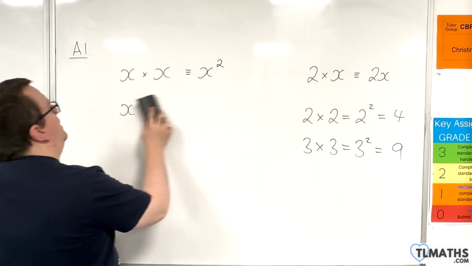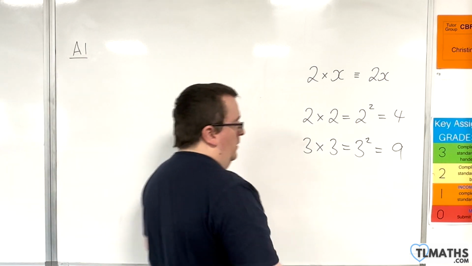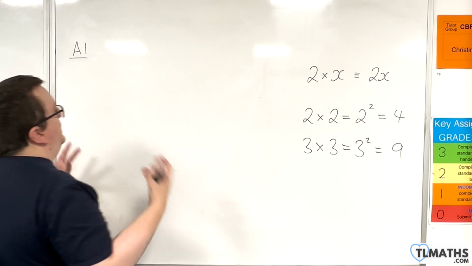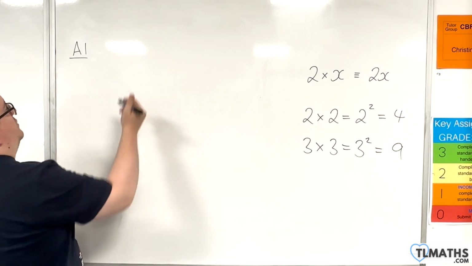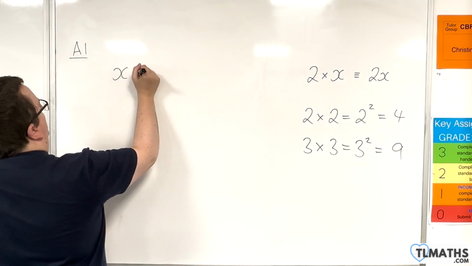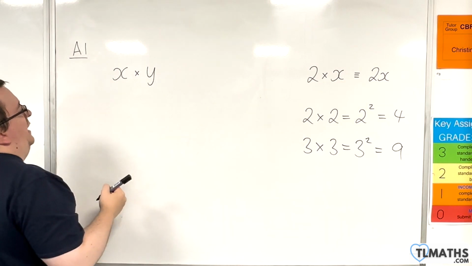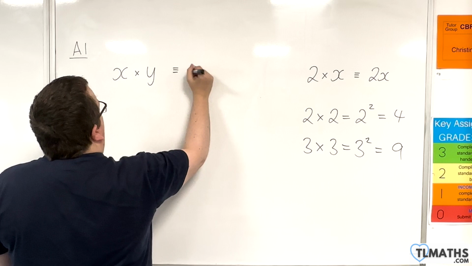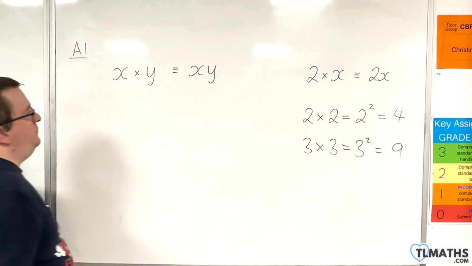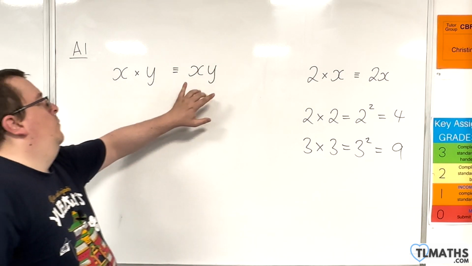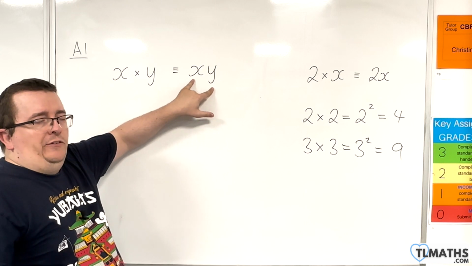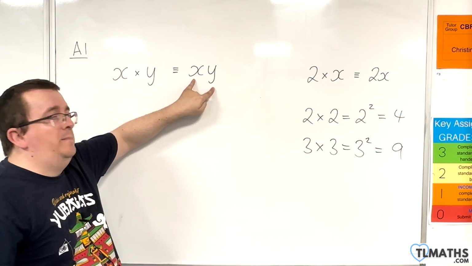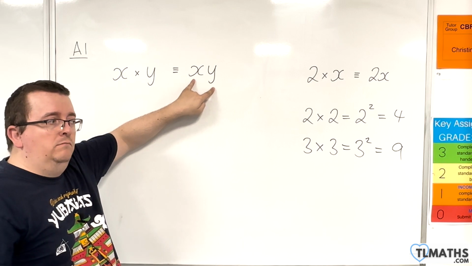So how about then if we've got two letters that are different? So 2 variables that are different. So let's say we've got x times y. How do we write that? Well, we write this as xy. So we understand that when we write letters together like this, we mean x times y. The two things are being multiplied together.